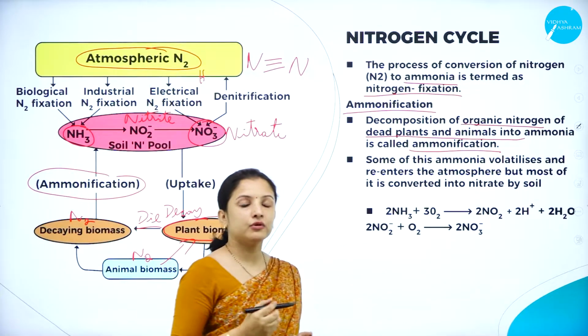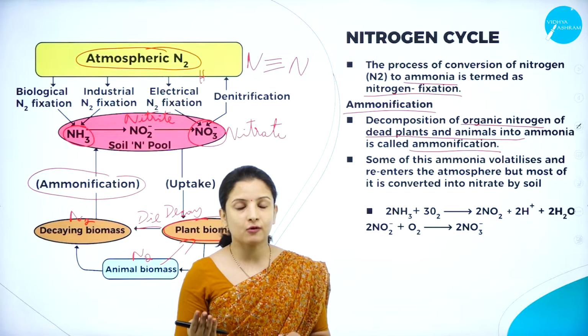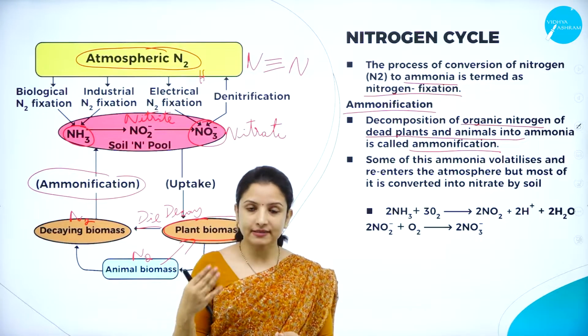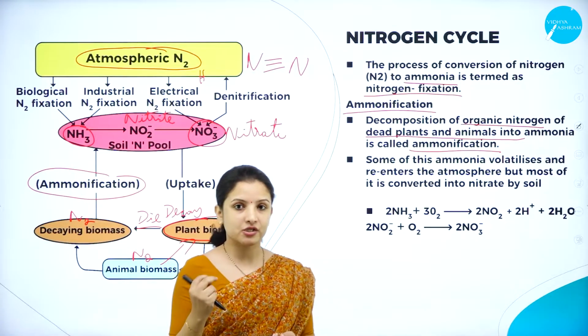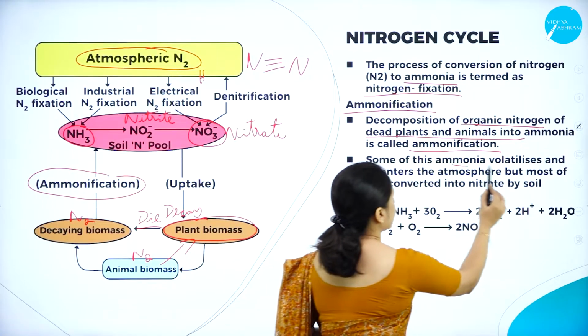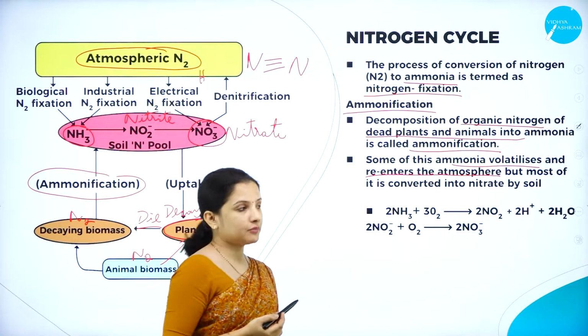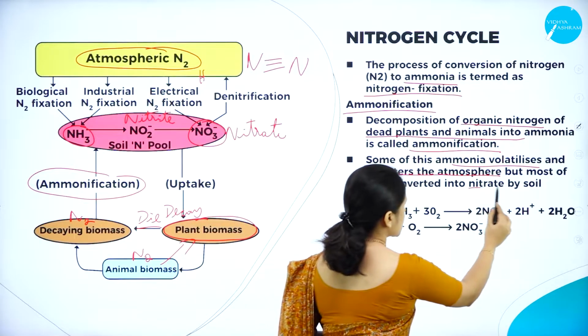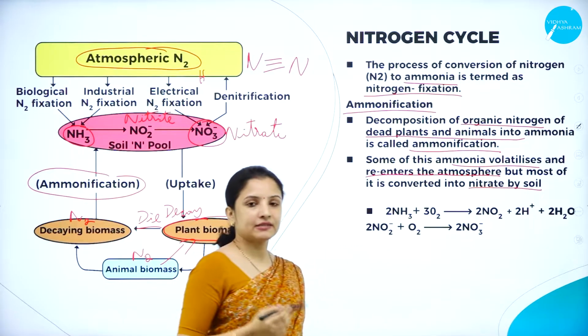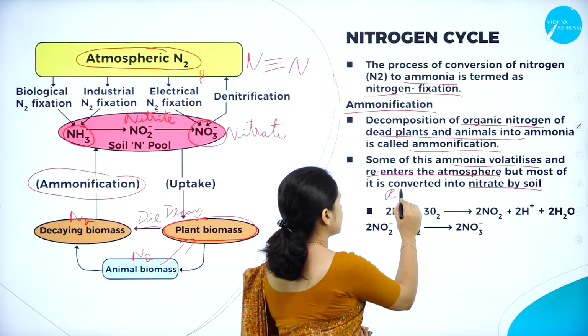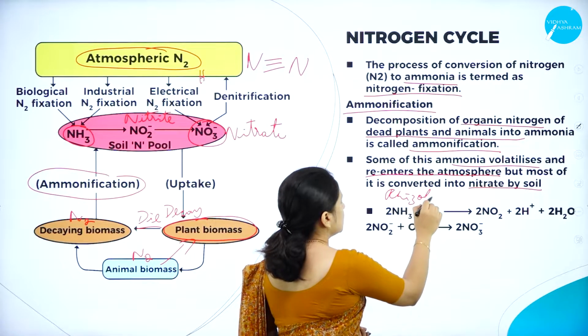Ammonia is a volatile compound. That is, it is capable of escaping into the atmosphere in a gaseous form. So it volatilizes and re-enters the atmosphere. But most of it is converted to nitrate in the soil, by the rhizobium bacteria present in the soil.